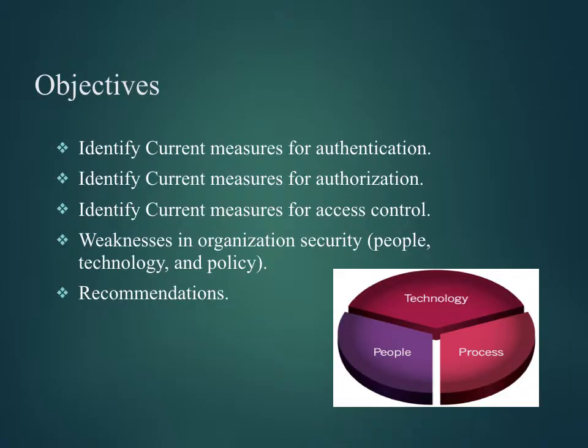With the cybersecurity risk framework in mind, let's move forward to the specific objectives. The first objective is for us to identify current measures for authentication. Secondly, we need to identify current measures for authorization. We also need to identify current measures for access control. We then need to determine weaknesses in the organization's security and also provide recommendations to correct any problems that we may encounter.